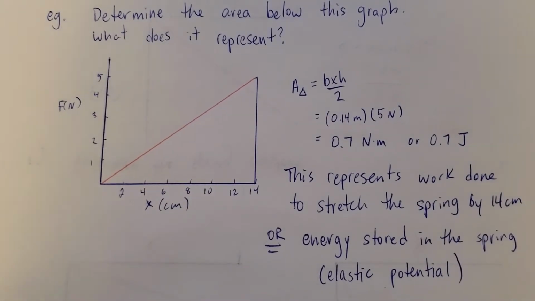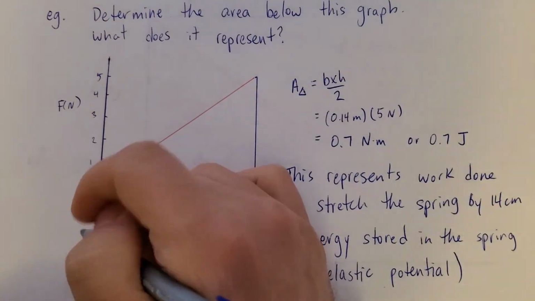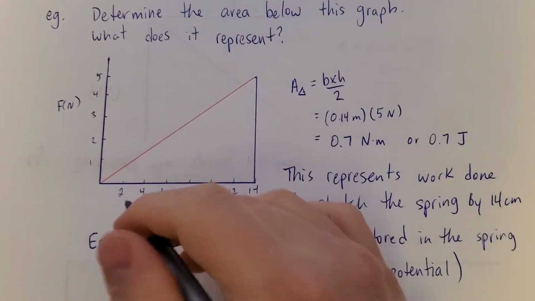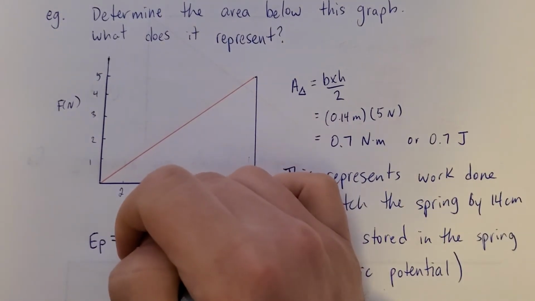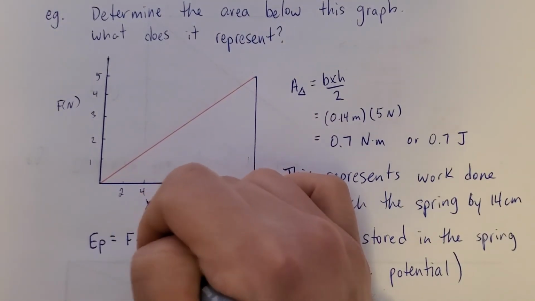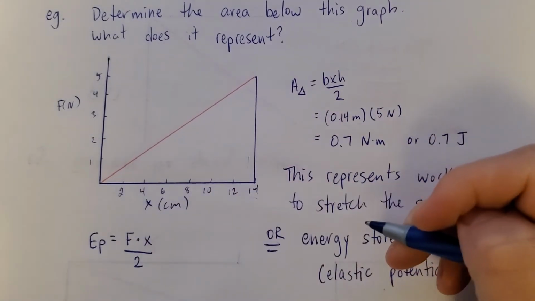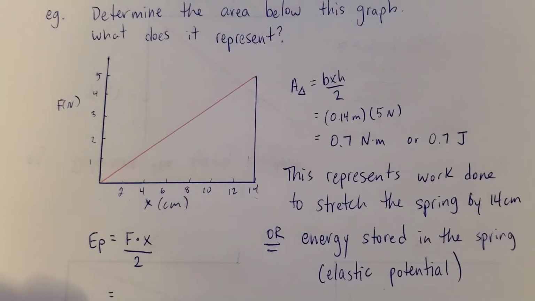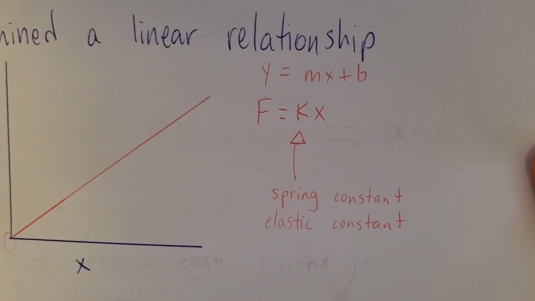Okay, I also want to show you one more thing. The elastic potential energy was the area under this graph, which was base times height divided by 2. Or you can think of that as the force times the displacement divided by 2. Okay, but you don't actually use that formula so often, because remember, Hooke's law is just this, F equals kx.